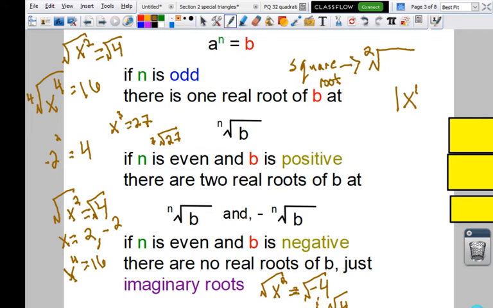So we have 3 situations. If your exponent is odd, you have 1 answer and you just plug it in and whatever you get is what you get. If your exponent is even, you're going to have 2 answers, a positive and a negative, as long as it doesn't equal a negative. If your exponent is even and it equals a negative, you've got an imaginary type of answer. So we're going to go through and look at some of these.